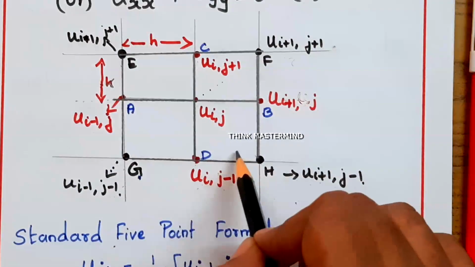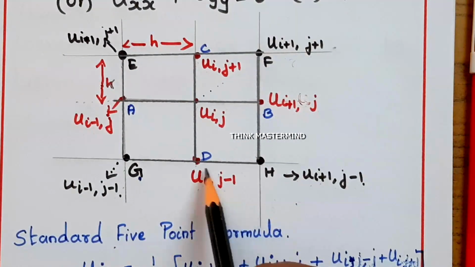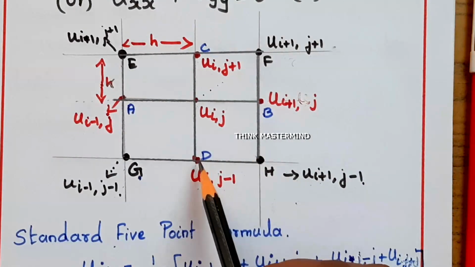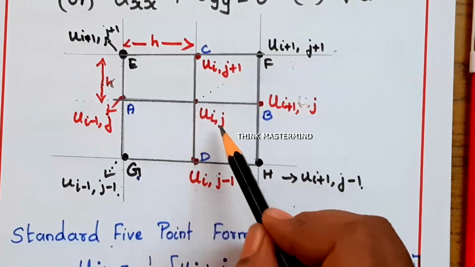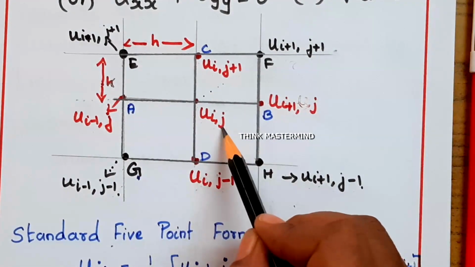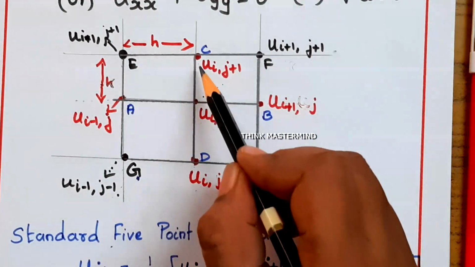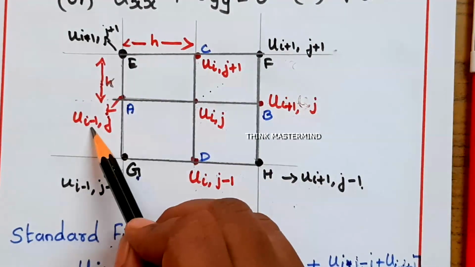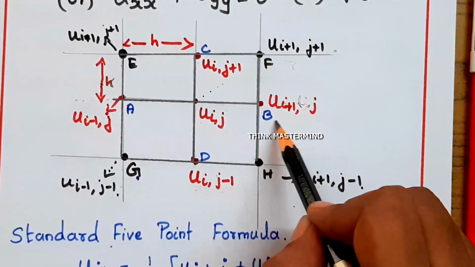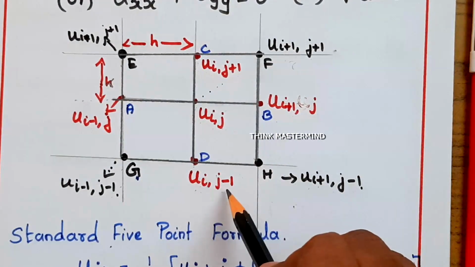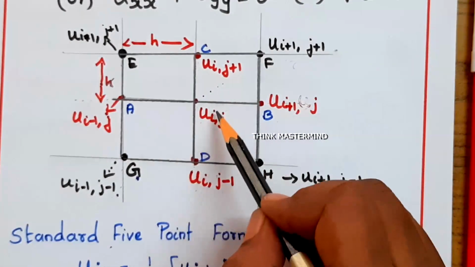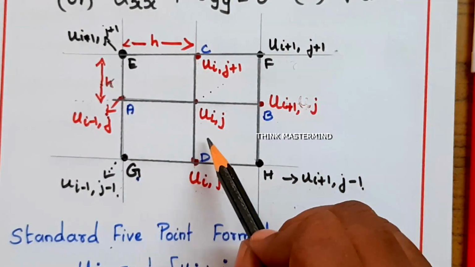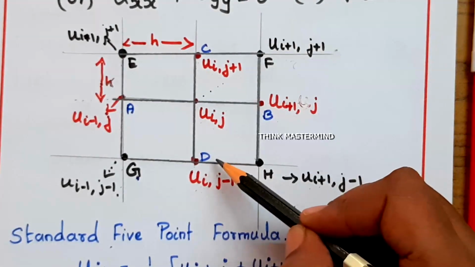So using the square mesh, we find two formulas, one is the standard 5-point formula, and the other is the diagonal 5-point formula. I need the u value at the point x equal to i, y equal to j. We have to consider the surrounding grid point values u(i, j plus 1), u(i minus 1, j), u(i plus 1, j), u(i, j minus 1). Using that we can find the u value by using the standard 5-point formula. So we will see what the standard 5-point formula is.